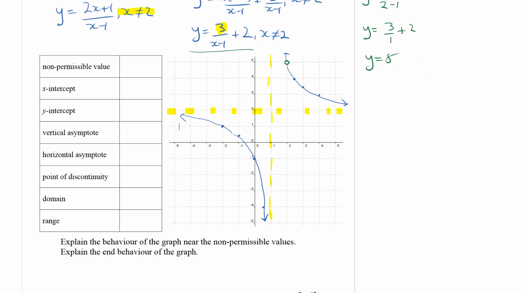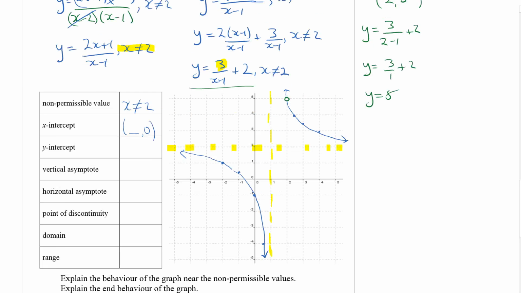Alright, so what is my non-permissible value? My non-permissible value is x cannot be equal to 2. The x-intercept, looking at my graph over there, I'm not quite sure exactly what it is. I'm going to have to do a little bit of work to figure out my x-intercept. So just a reminder, what is the x-intercept? It is the value of x when y is equal to 0.